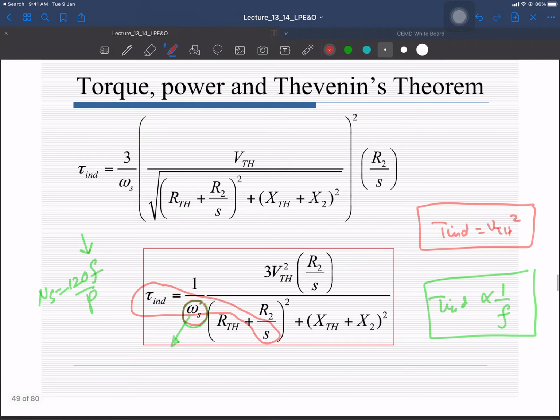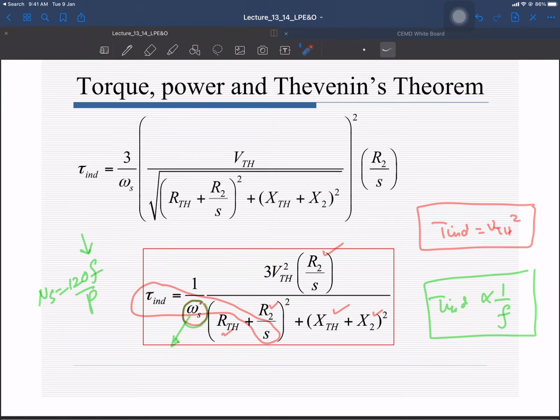Torque also depends upon the machine parameters R2 and X2, X Thevenin, R Thevenin. But over here, if you have the squirrel cage machine, you cannot change any of these parameters, neither X2, nor X Thevenin, nor R2. So you cannot control these ones. However, if you have the wound rotor type machine, then you can use this R2 to control the torque speed curves. But nowadays it is not used.